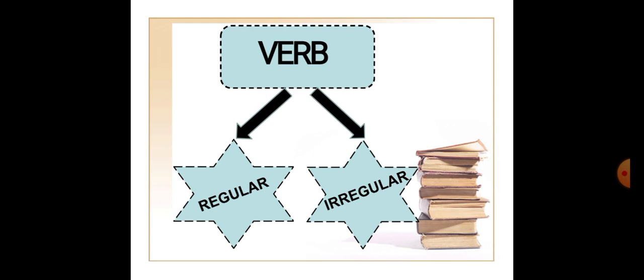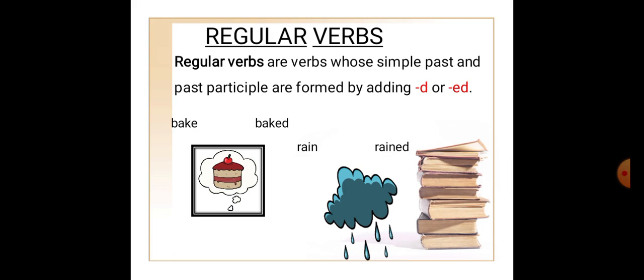There are two types of verbs: regular verbs and irregular verbs. We're going to learn both of them. First of all, regular verbs. Regular verbs are verbs whose simple past and past participle are formed by adding d or ed. Their structure is simple: they simply add d or ed at the end. If e is already present in the word, we add d only. But if e is not present, we add ed.